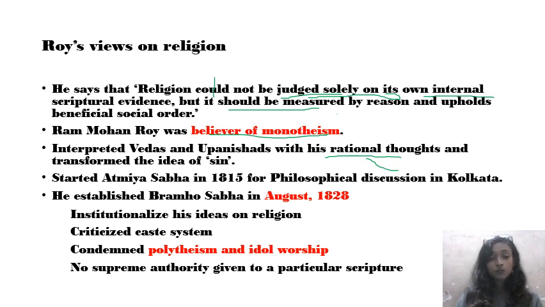And he was famous for establishing the Atmiya Sabha and Brahmo Sabha. These two sabhas were established by Raja Ram Mohan Roy to institutionalize his ideas on religion. In these sabhas, especially the Brahmo Sabha, established in August 1828, he tried to criticize the caste system, and he condemned polytheism, which is worship of multiple gods, and idolatry. He was a staunch critic of idol worship, and he did not give supreme authority to any particular scripture, like the Vedas in Hinduism, the Bible in Christianity, and the Quran in Islam.